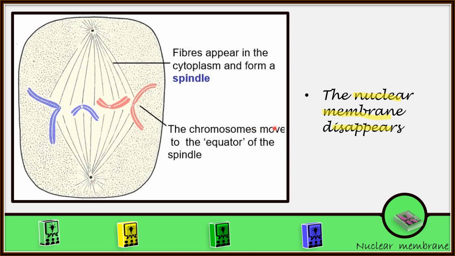Then the chromosomes move to the equator of the spindles. The chromosomes are going to align themselves at the equator, that is the middle part of the spindles. The middle part of the spindles is what we call the equator. So that's where the chromosomes will come and align themselves at the equator of the spindles.